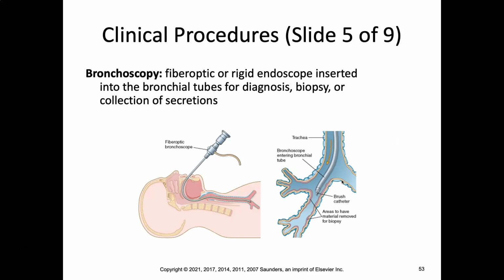Bronchoscopy, this is where they'll put an endoscope down and they go in and take a look around into the lungs. They can do it for diagnosis, do it for biopsy, where they actually do a lung biopsy, collect secretions. They have a brush at the end of the catheter, and that can help remove cells or tissue, what have you, for that biopsy.